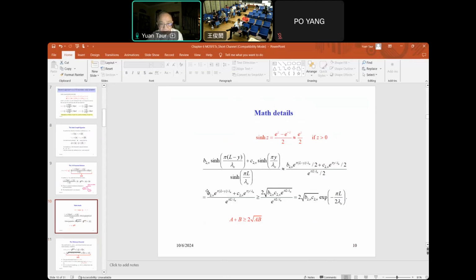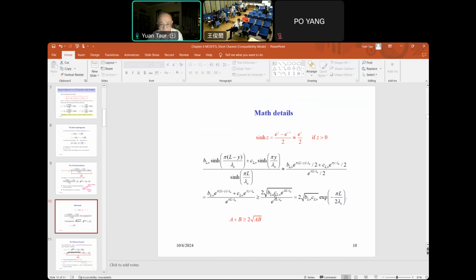This one is maximum at the source, y equal to 0, and goes down toward the drain. This one is 0 at the source, but goes up toward the drain. But when you add them up, there's a minimum point. Apply this, so the square root of the product of these two terms is here.